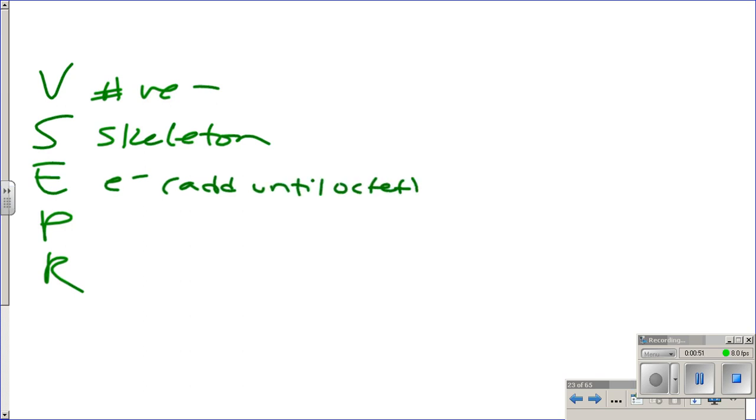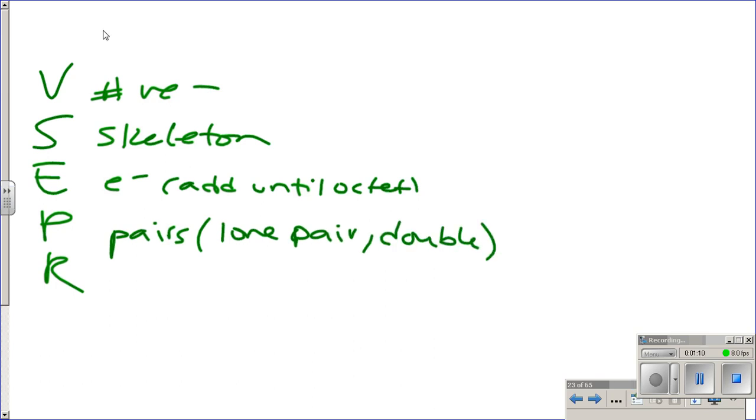Octet. You want to make sure you get octet on everything, except for hydrogen, because it's little. It doesn't make octet. It's got a smaller radius. Pairs, and pairs could have meant lone pairs, or you could have made something a double bond or a triple bond. So you could have adjusted the pairs and where they were located. And the last bit is just review, right? All right, so that's the general rule of thumb.